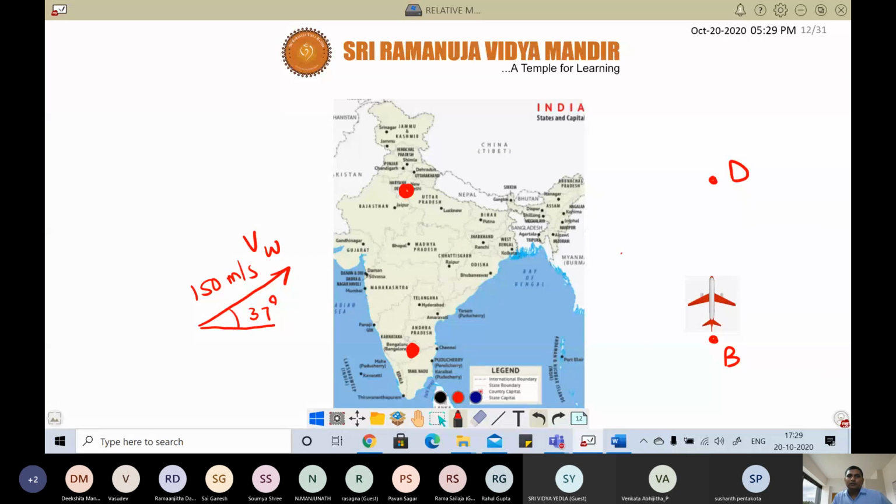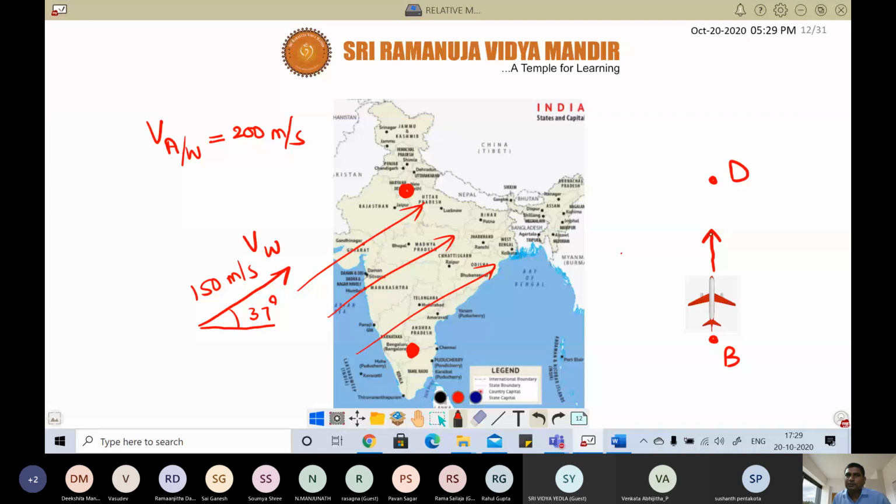Now this is the aeroplane's velocity, that means the engine's effort, which is also given. Let us say the velocity of aeroplane with respect to wind is given as 200 meters per second. Velocity of wind is given as 150 at an angle of 37. That means wind is blowing like this, on the India map.